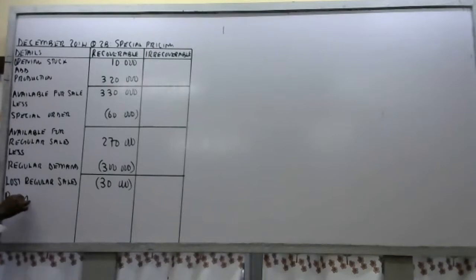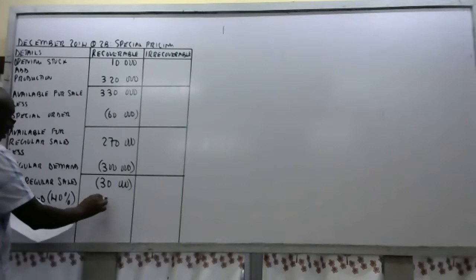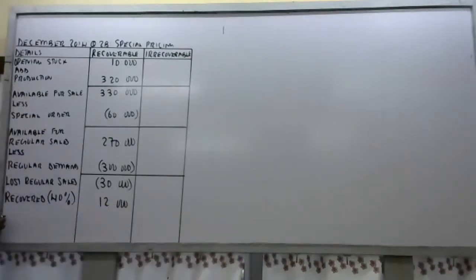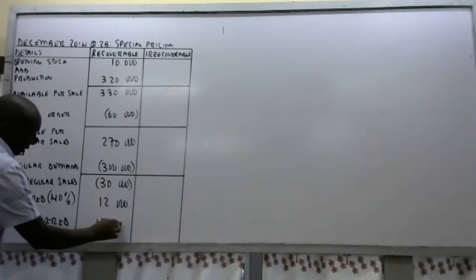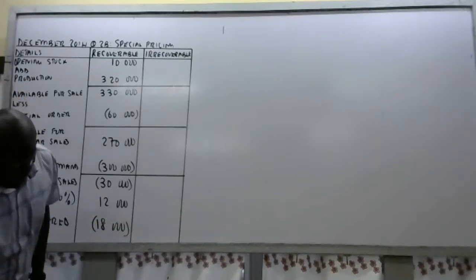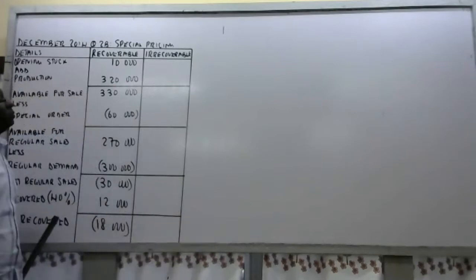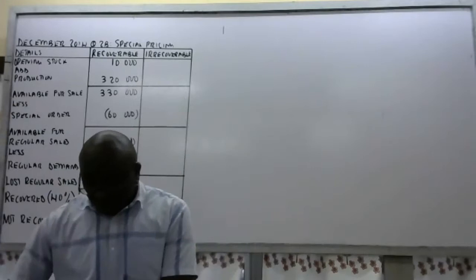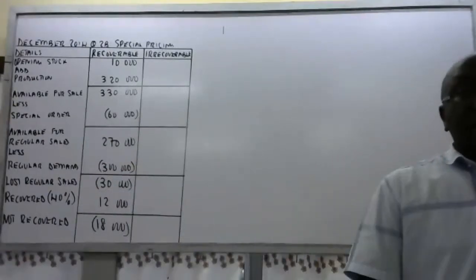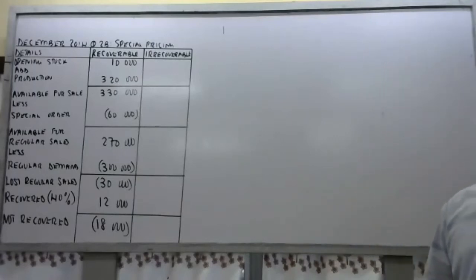Recovered. We are told it is 40%. So 40% of this one is 12,000. Not recovered must be 18,000.